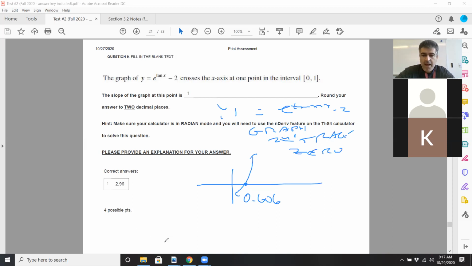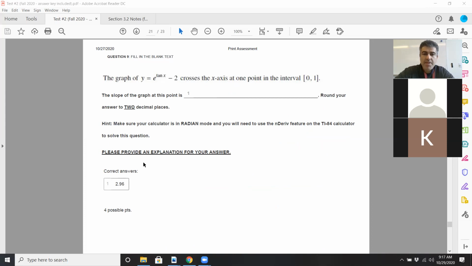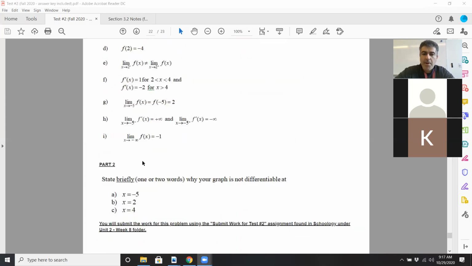Then you go back to the calculator and do n-deriv. You type in what you have stored in Y1 and do x equals 0.606. And you should have gotten about 2.96, I believe. If you're a little bit off, like maybe you rounded too soon, or if you didn't pay attention to the directions and didn't round to 2 decimal places, that's fine. I still give you full credit. So don't worry about it. So that's that one.